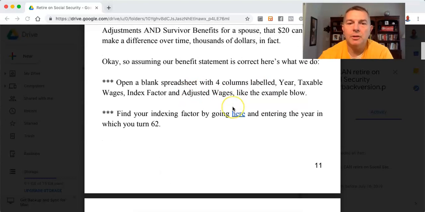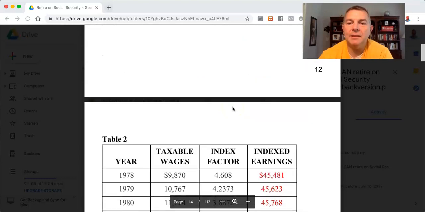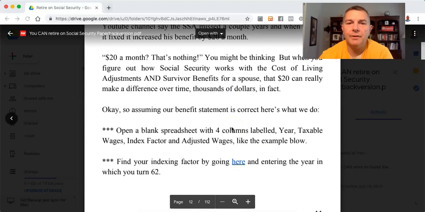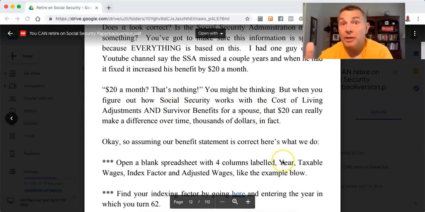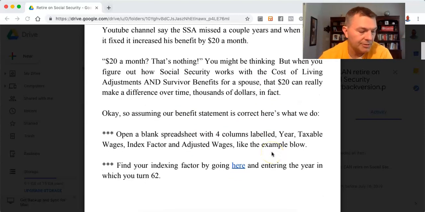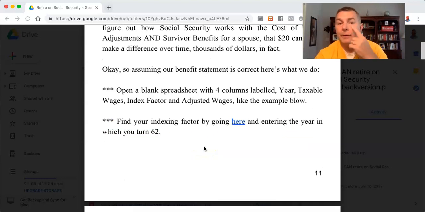I call it adjusted wages. Got to fix that. Indexed earnings. Did I call it? Yeah, I got to fix that. That's why you read the stuff out loud, my friends. You can see a couple of issues there. So taxable wages, index factor, and indexed earnings. So we will fix that.